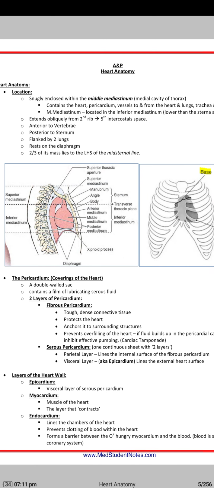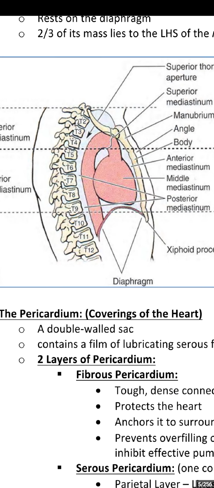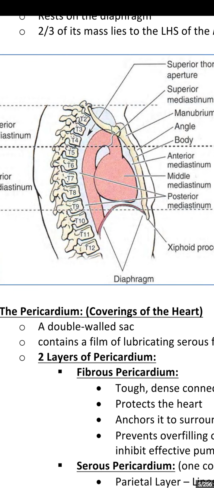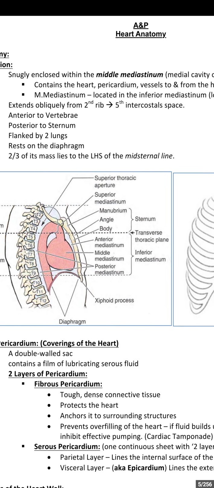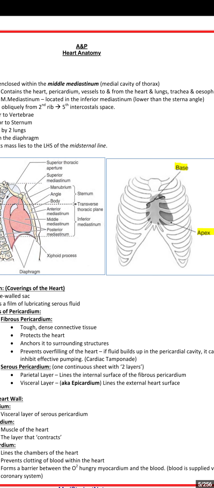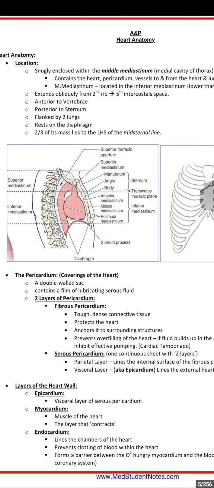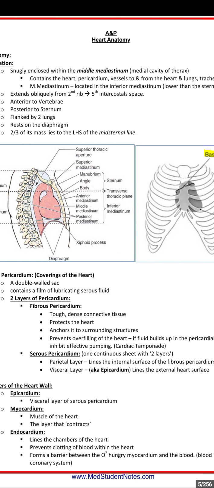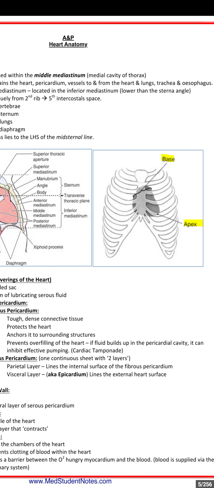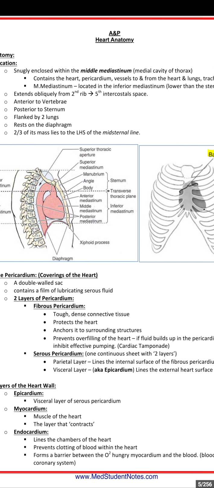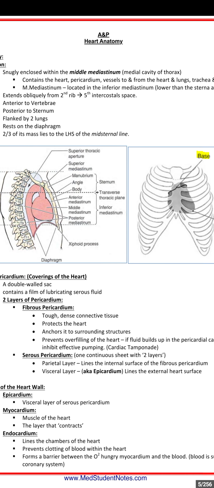The heart contains pericardium, vessels to and from. I will explain in the next chapters what the vessels are that come to and go from the heart and lungs. The trachea and esophagus are also positioned in this place.